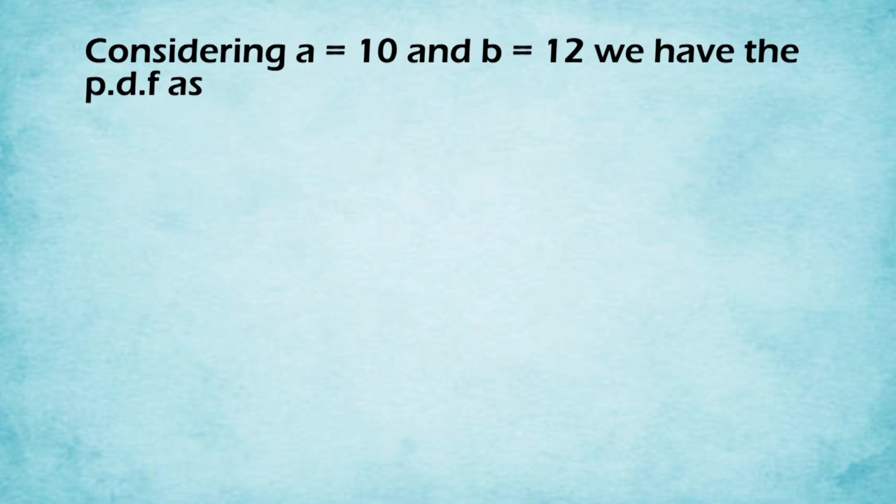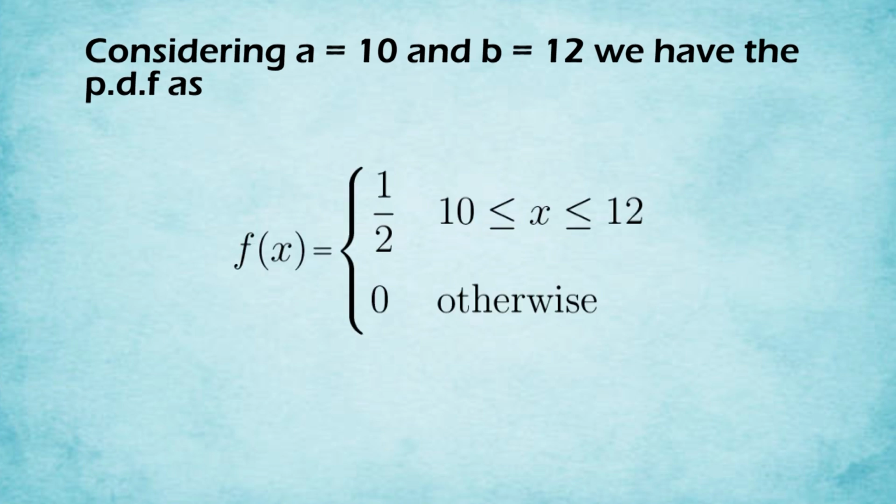Considering a is equal to 10 and b is equal to 12, we have the PDF as f of x is equal to 1 by 2 in the interval 10 less than or equal to x less than or equal to 12, 0 otherwise.